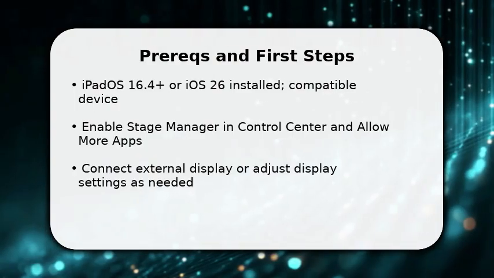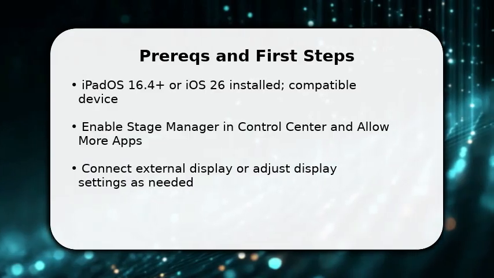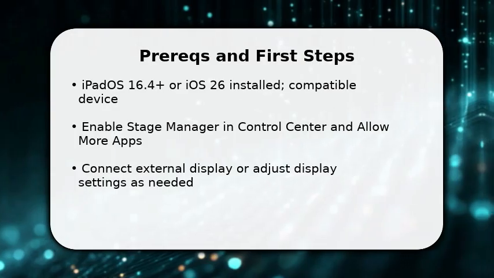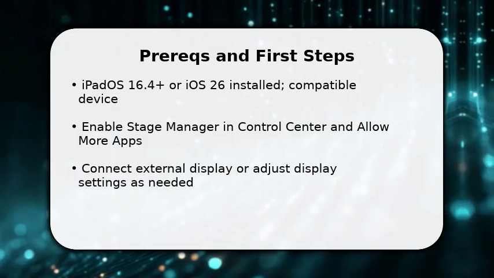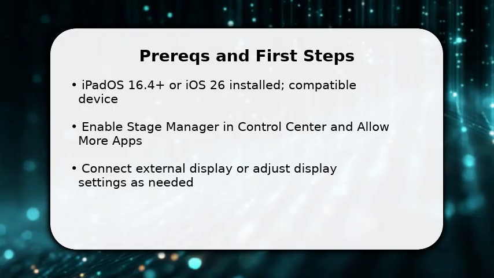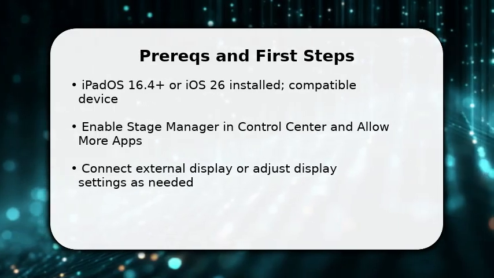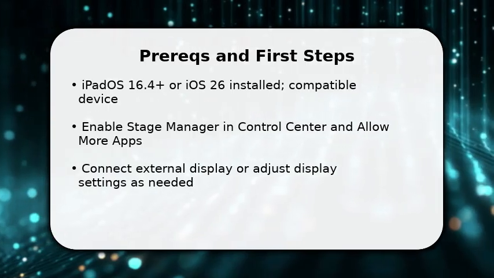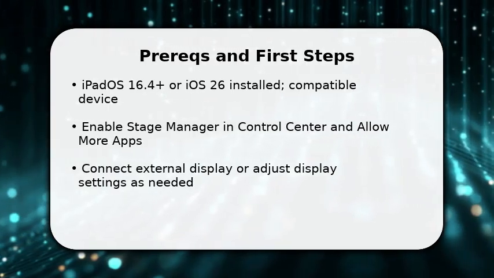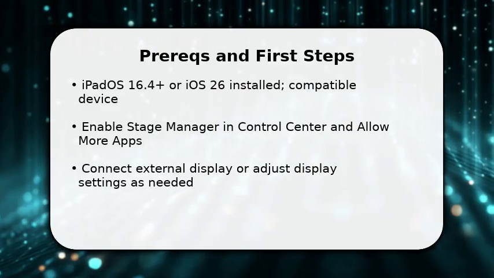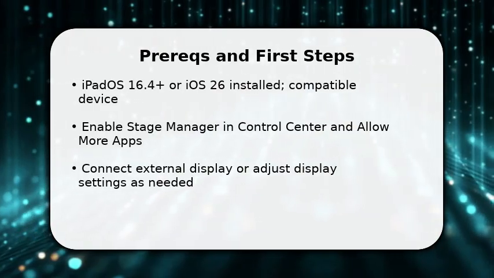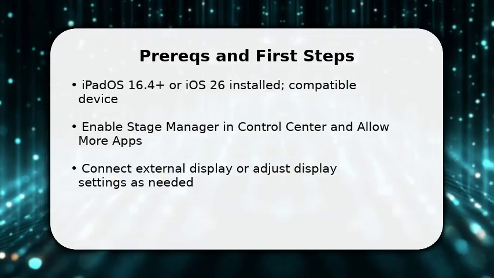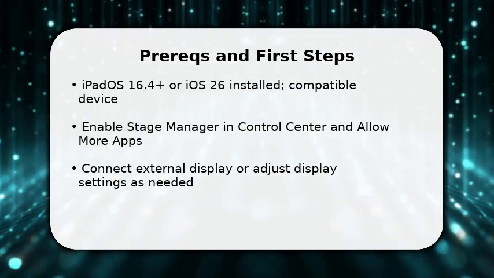You're starting Stage Manager now. First, confirm iOS 26 and device compatibility, then open Control Center and tap Stage Manager. Once done, allow more apps to let multiple windows appear. Connect an external display if you'll need extended desktop, and choose Display Mode from the Control Center to match your workflow. You should see overlapping windows and a dock-like strip on the left. Make sure to grant permissions when prompted so apps can float and snap correctly.